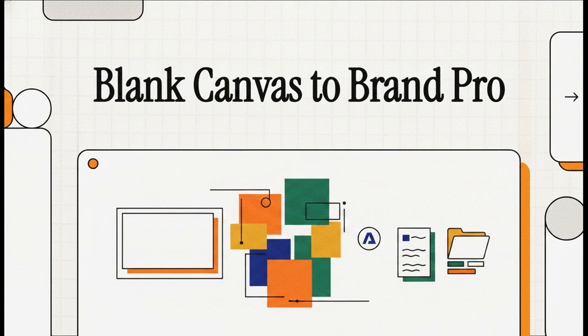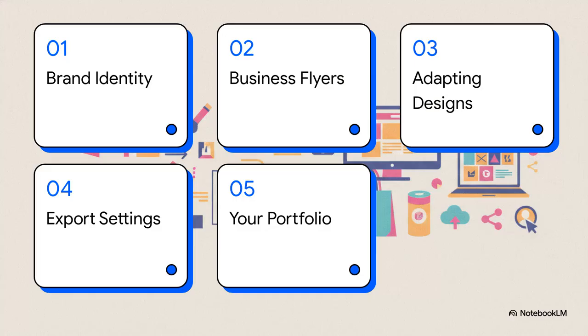So in this explainer, I'm going to walk you through a complete, start-to-finish workflow. We're taking you straight from a totally blank digital canvas all the way to a printed masterpiece and a portfolio that actually gets you hired. So here's our game plan for today. We're going to start by building your brand identity, then move on to designing professional business flyers, adapting those designs for literally anywhere, nailing your export settings, and finally showcasing that shiny new professional portfolio. Let's just jump right in, shall we?